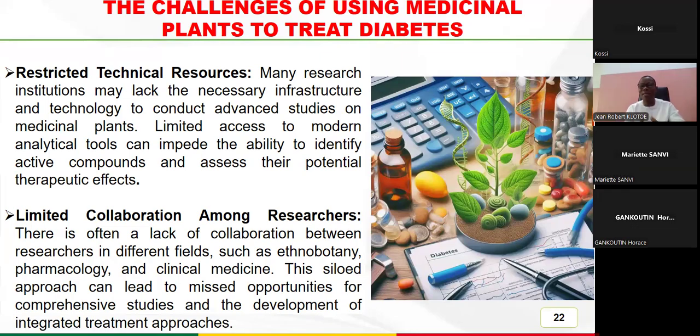So there is limited access to modern analytical tools to produce a lot of data and scientific evidence for the medicinal plants used in the treatment of diabetes in West African countries. We can also talk about limited collaboration among researchers, either South-South or North-South.